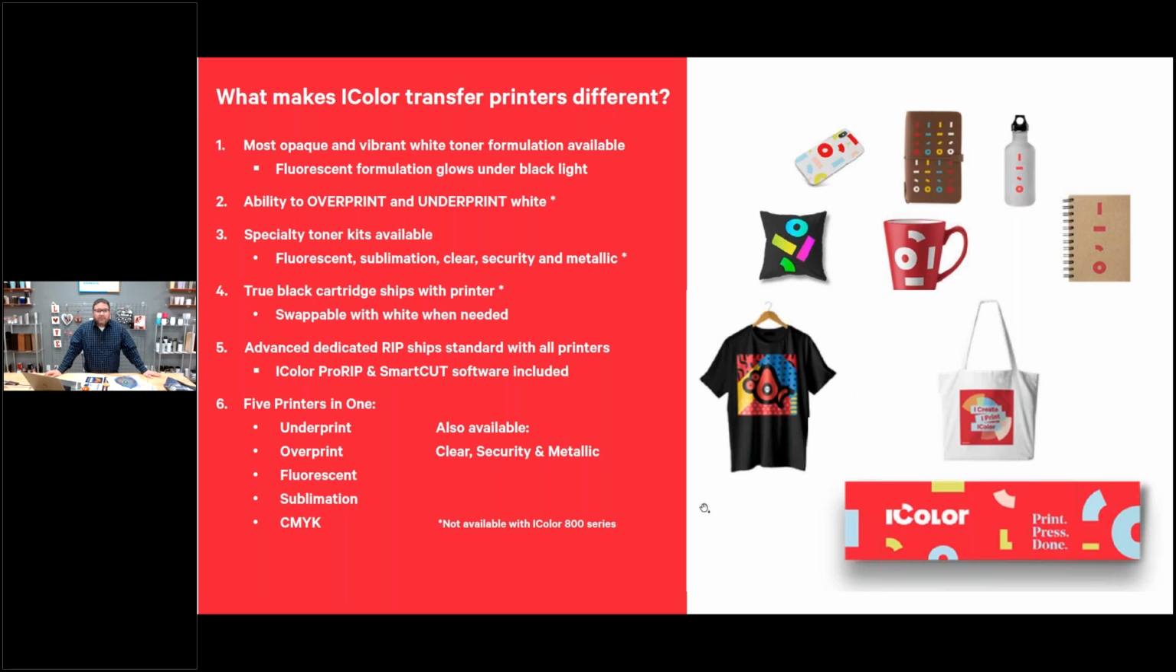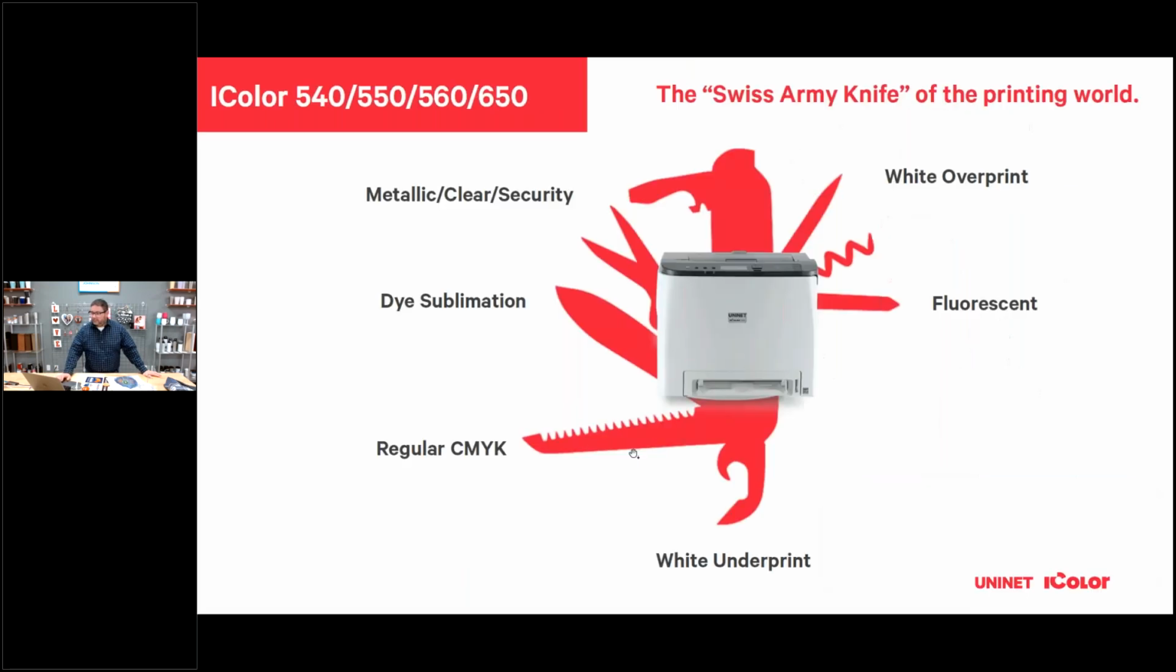Lastly, 5 printers in one. So it's underprint, overprint, fluorescent, sublimation, CMYK, clear, security, and metallic. And this is a representation of the Swiss Army knife of the type of printer that we have. Go ahead.